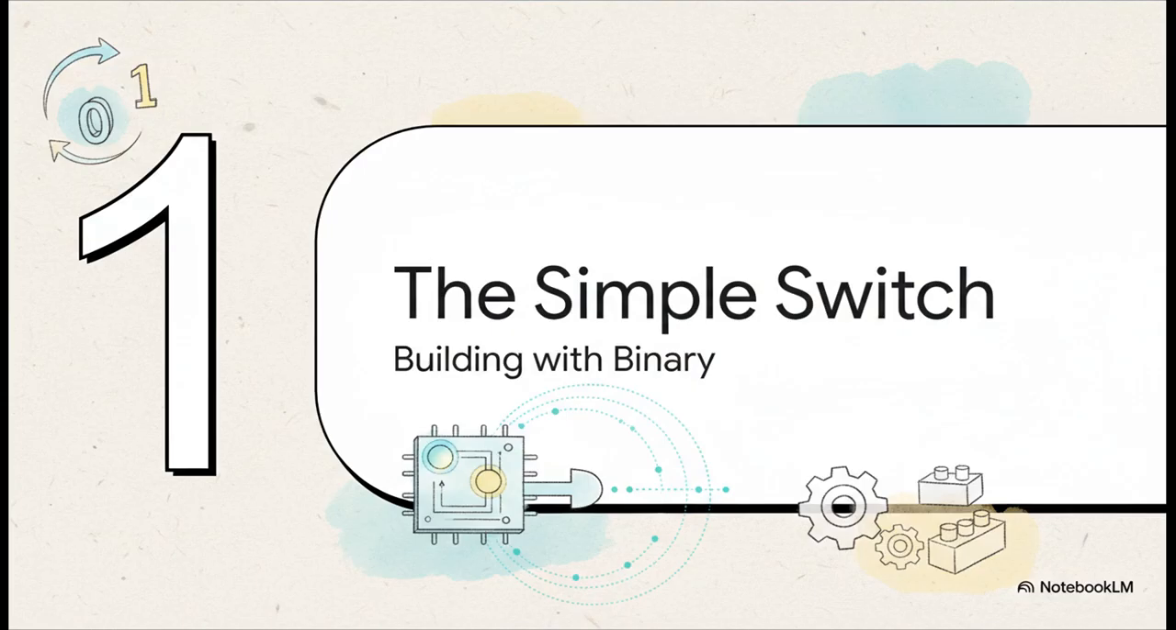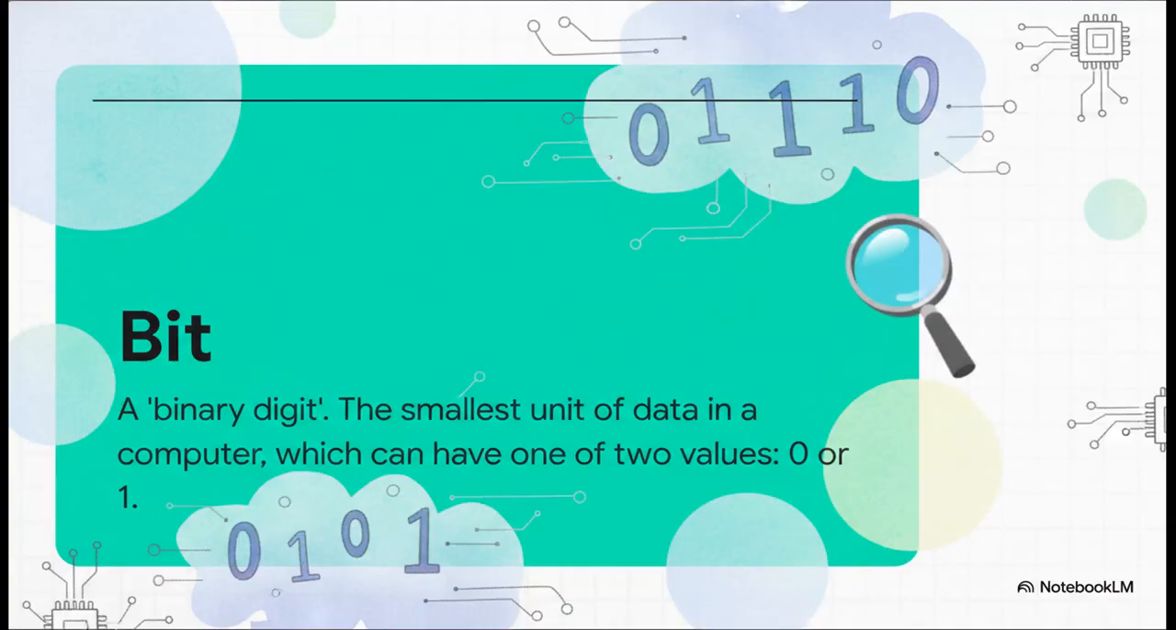We're talking about a language built on just two simple states. This is, and I mean this literally, the bedrock of everything a computer does. And it all comes down to this little thing, the bit. It's just short for binary digit, and it's the smallest possible piece of information a computer can understand. It can only be one of two things, a 0 or a 1.